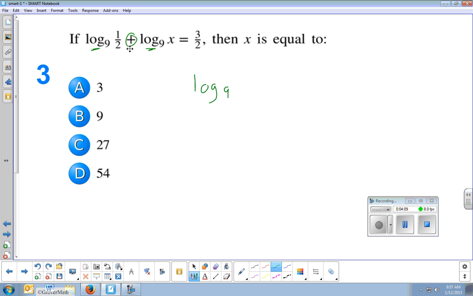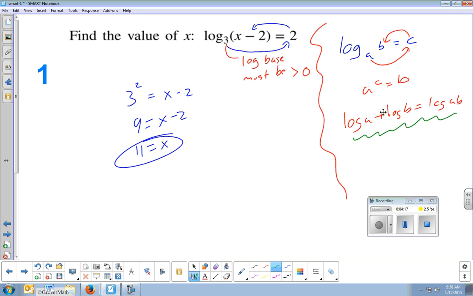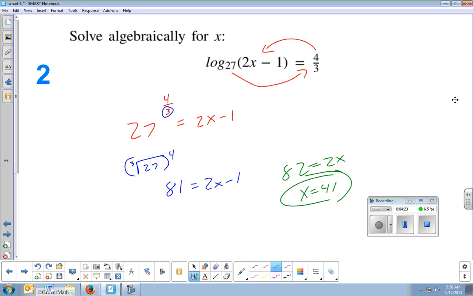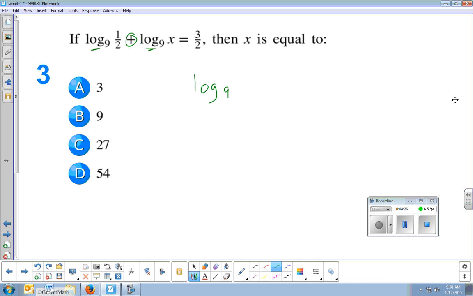Well, with common base logarithms being added, let me go back to my first slide, you write it as a single log with a multiplication property happening. So I'm going to write this as a single log base 9 by multiplying one half and x. These get multiplied. So that is 1/2 x, or I could write it as x over 2. Either way, same thing. And that equals still 3 over 2.